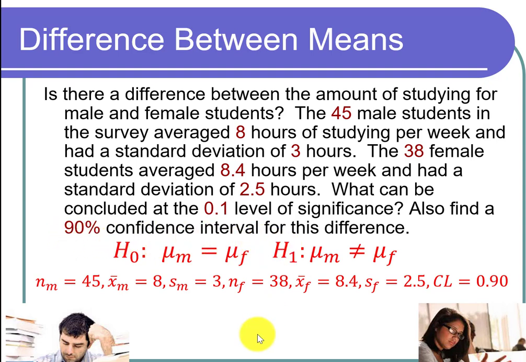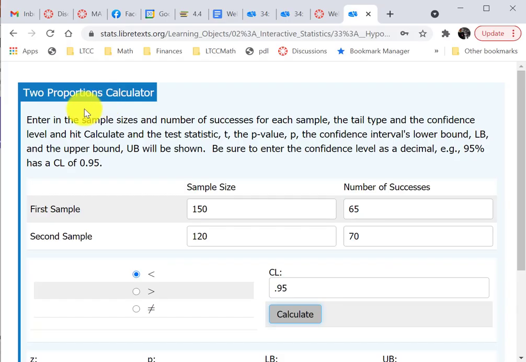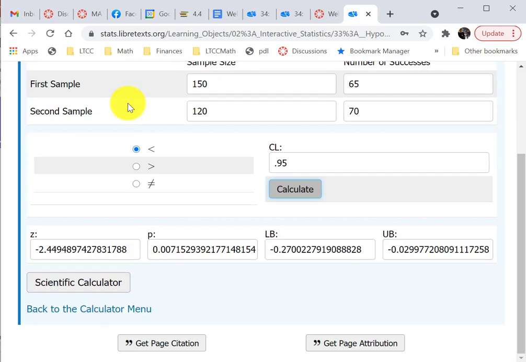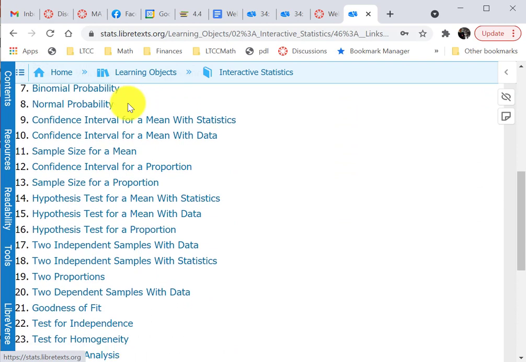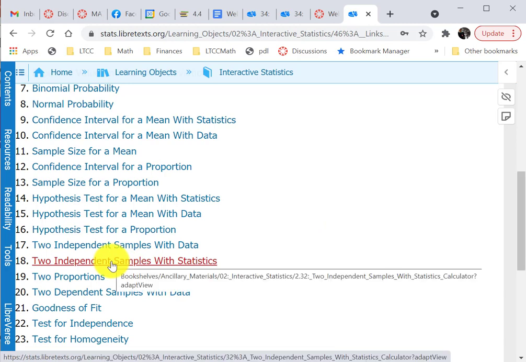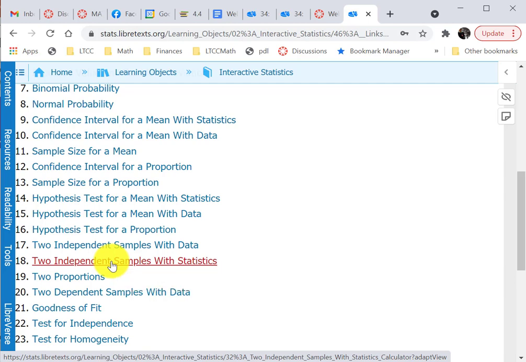Now let's jump to the calculator. We certainly don't want to use a two proportions calculator because we're not talking about proportions here. We're talking about means. So let's move back to the calculator menu, and I'm going to scroll a bit. I want two independent samples with statistics. These are independent. We're not pairing people or anything. And we have statistics, we don't have data. So I click on that.